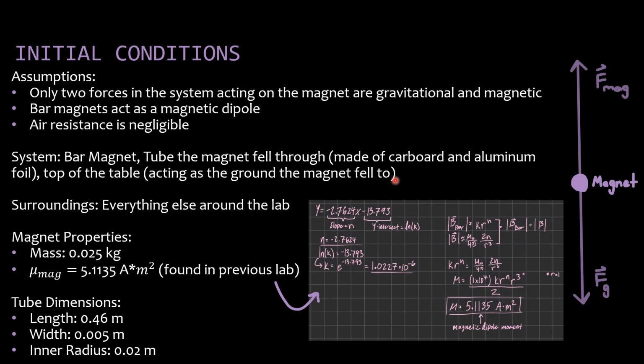The system also consisted of the bar magnet, the tube the magnet fell through, which was made of cardboard and aluminum foil, the top of the table, which also acted as the ground the magnet fell to in this experiment, and the surroundings, which is everything else around the lab, like the people and the computers and such on the desk.